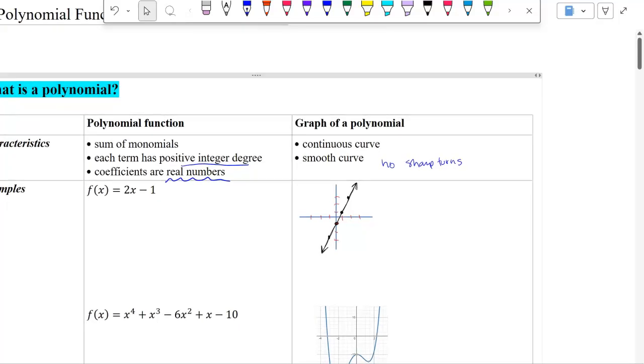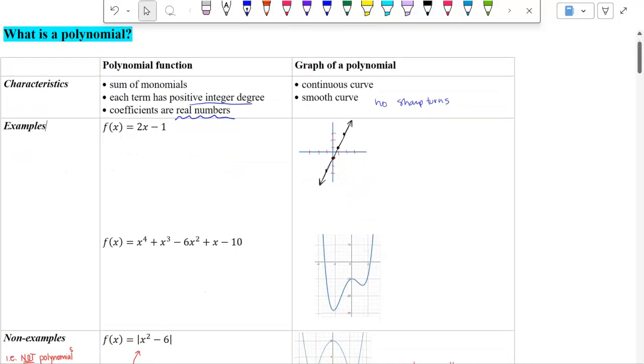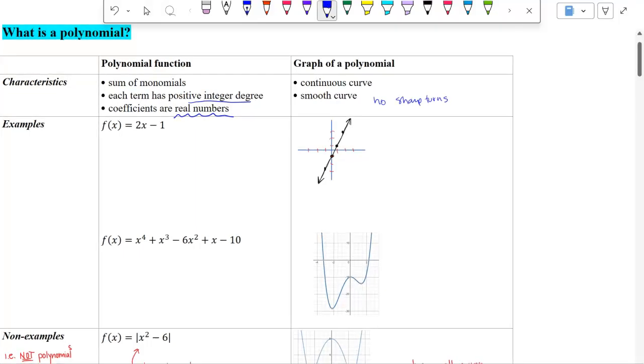So let's look at some examples here. This first one is just an equation of a line. Our function 2x minus 1, we see it graphed. I know it's a straight line, but that's still considered a curve. It's smooth, it goes on. You don't have to pick your pencil up to draw that line. We notice that the exponent of x is just 1, so that's a positive degree, and our coefficients are real.